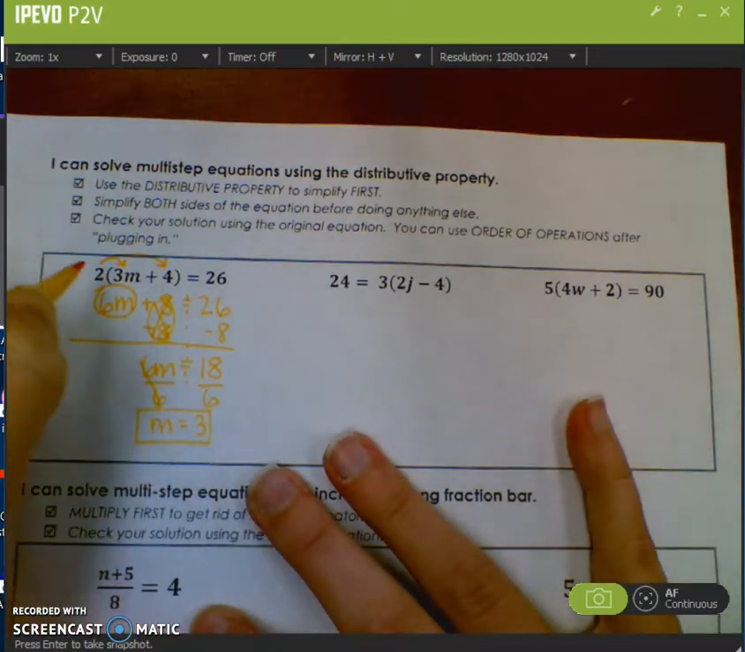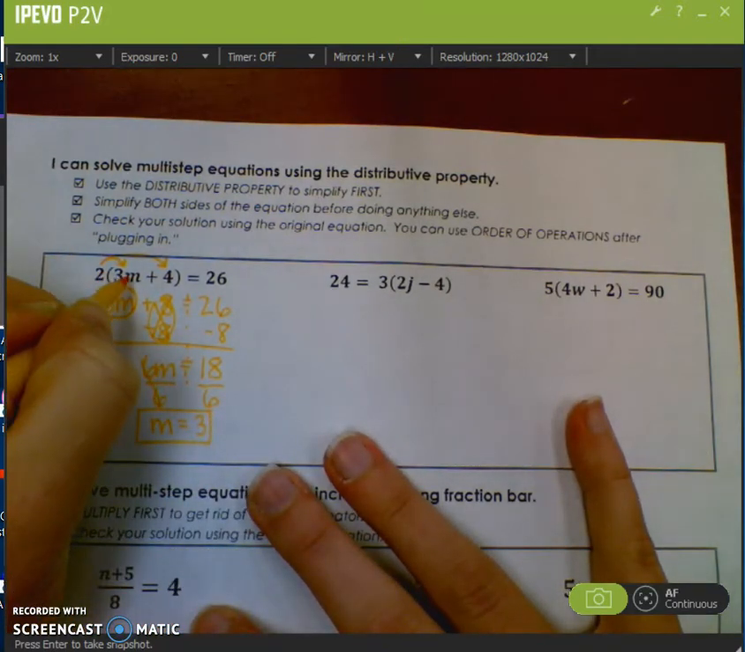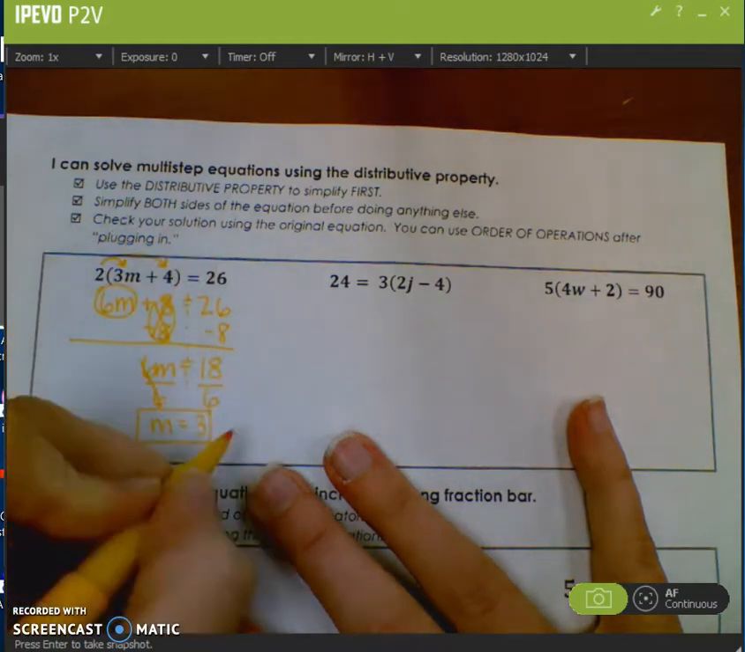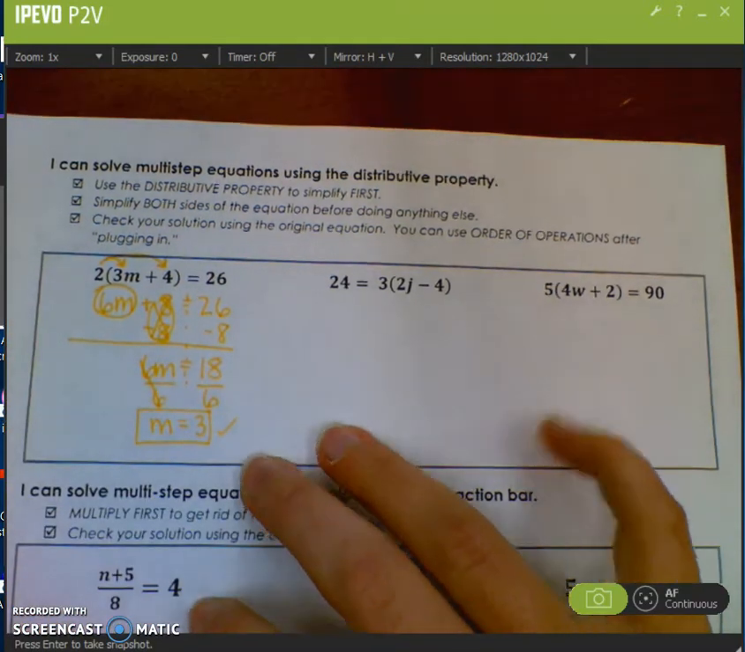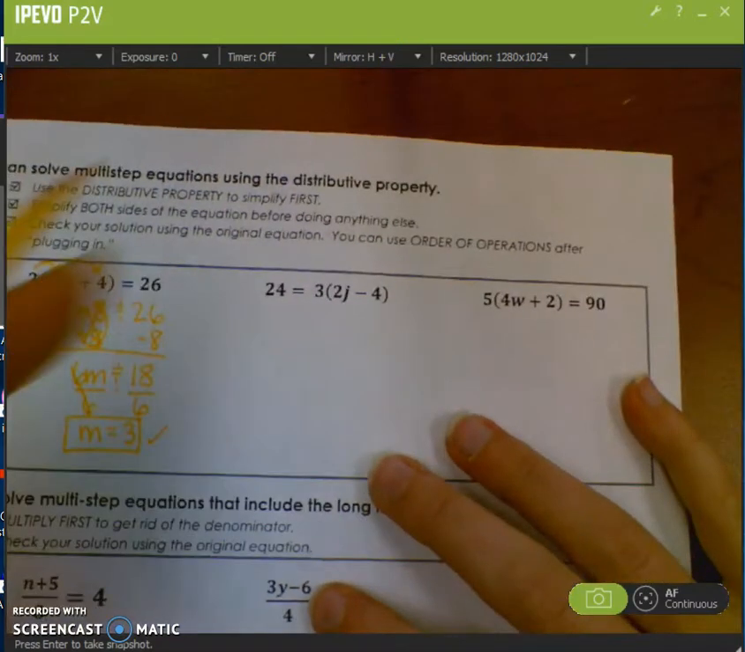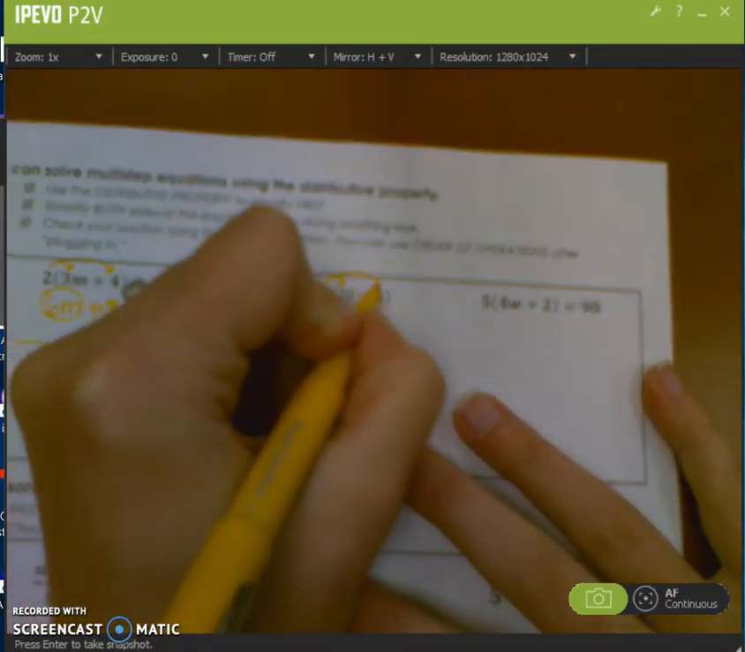I can check my answer by just doing some mental math. 3 times 3 is 9. 9 plus 4 is 13, and 13 times 2 is 26. So my answer seems reasonable and makes sense. I'm going to try the next one here. I'm going to use the distributive property first.